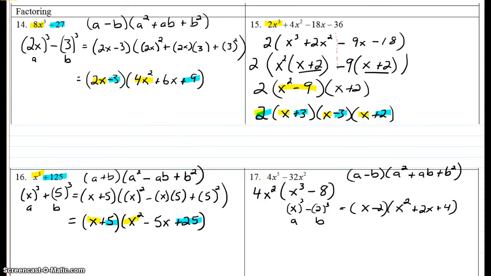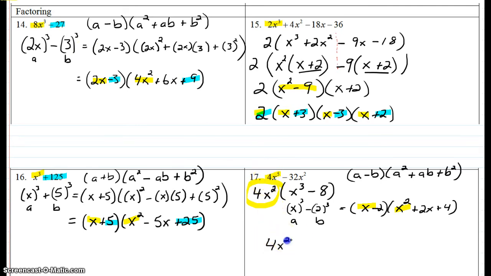And so now we feel all happy inside. We go to check our answer. Take the first times the first. X times x squared gives us x cubed, which doesn't line up to 4x to the 5th. And the reason is because when we started this, we had this 4x squared, and then we saw the x cubed minus 8, and we went over here and did our difference of cubes. So we can't forget about that 4x squared. That's still a factor, so we're going to rewrite everything now.